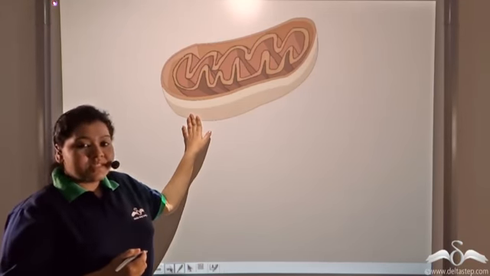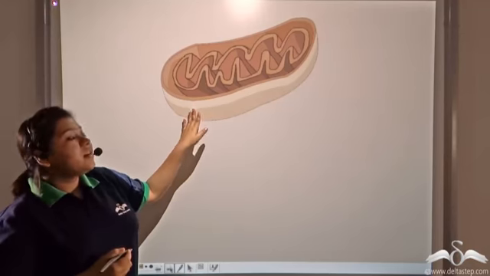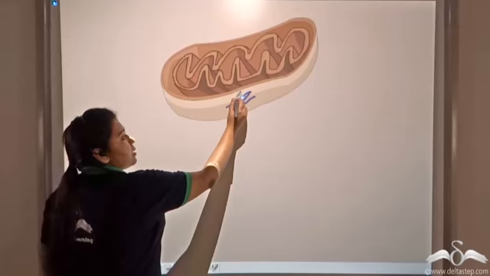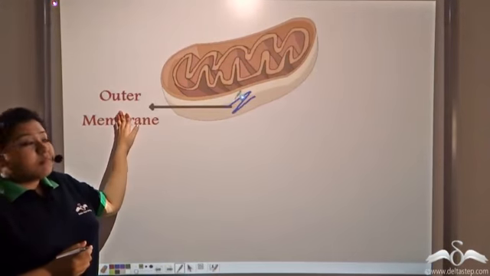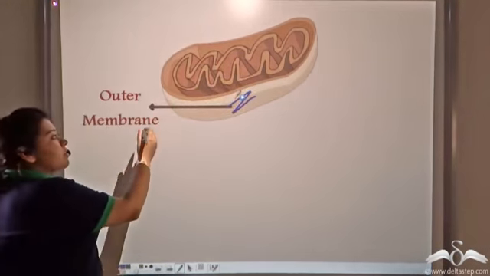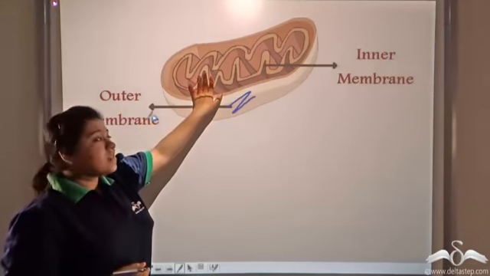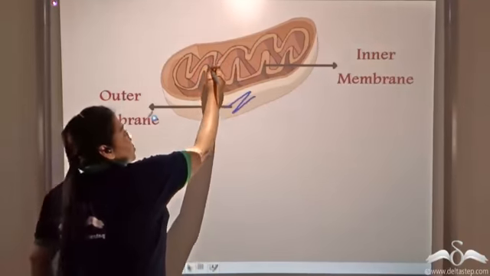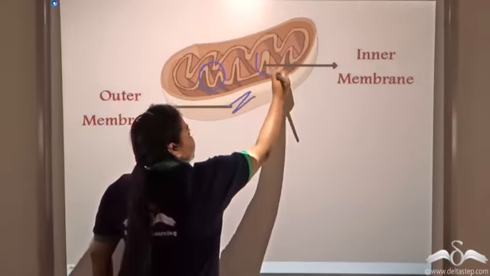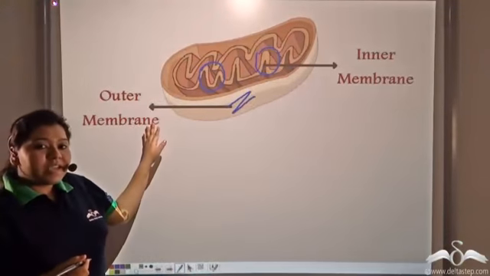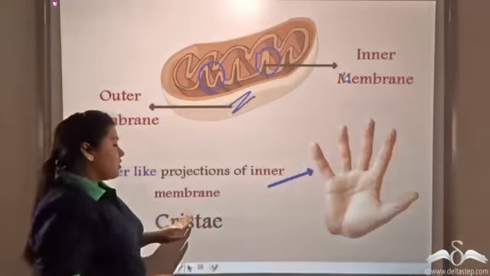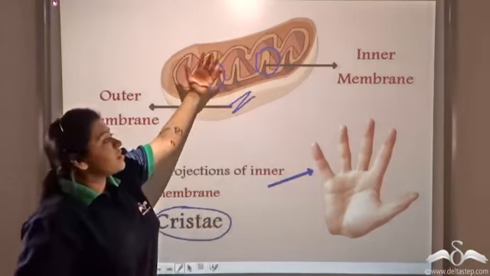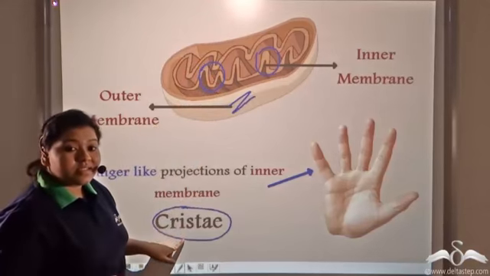From the picture, you can see that the mitochondria has a double membrane. It has a smooth and a continuous outer membrane, but a very folded inner membrane. See, the foldings closely resemble your fingers. So these finger-like projections that are present in the inner membrane of the mitochondria are known as cristae.